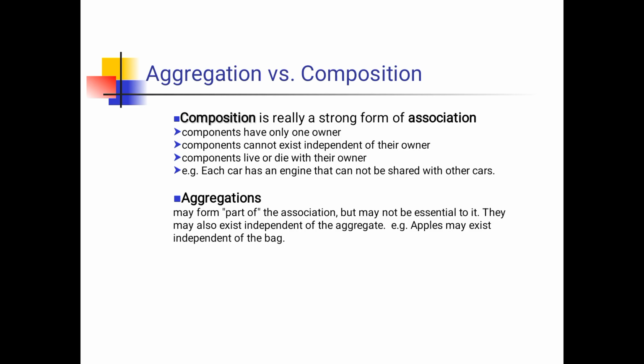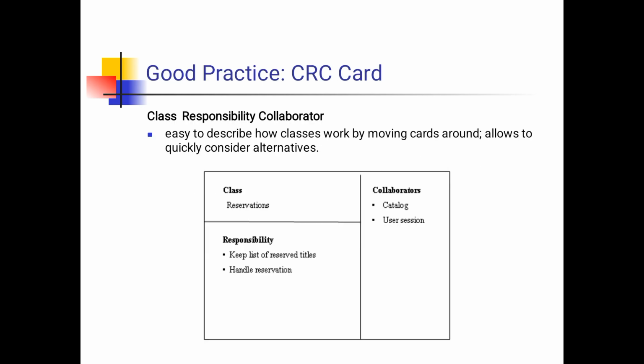Aggregations may form a part of associations but may not be essential to them. They may also exist independent of the aggregate. Example: apples may exist independent of the bag.